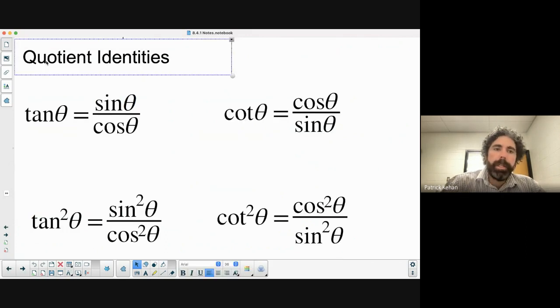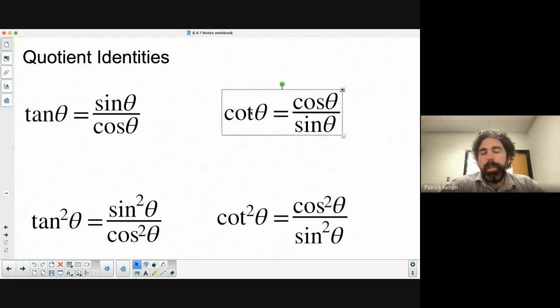Next up are what we call the quotient identities. You've had some exposure to this already. If we remember, tangent of an angle is equal to the y over the x. Well, if sine of an angle is equal to the y and cosine of an angle is equal to the x, then tangent of an angle is equal to sine of the same angle divided by cosine of the same angle. And since tangent and cotangent are reciprocal identities, we could also express it this way. Remember, cotangent is the x divided by the y, so we can replace cotangent with cosine of an angle divided by sine of that angle. Or if we had cosine theta over sine theta, we could replace it with cotangent theta.